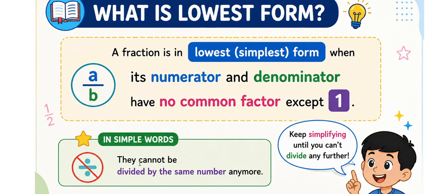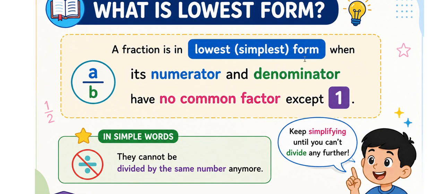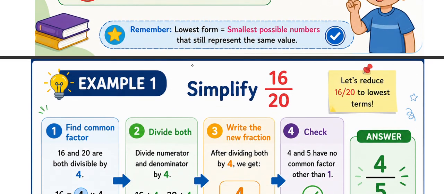Okay, in simple words, what can you say? They cannot be divided by the same number anymore. Keep simplifying until you can't divide any further. So always remember, lowest form means the smallest possible numbers that still represent the same value. Yes, they are equivalent. Lowest form means you are going to find a fraction which is equivalent to the given fraction.